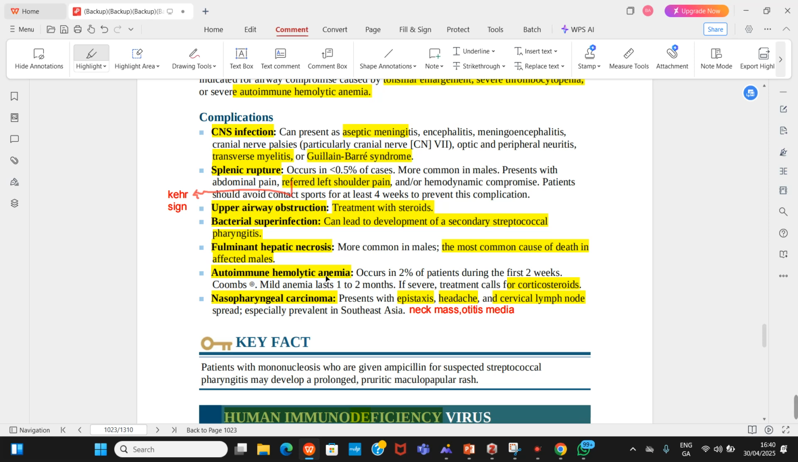And they can also cause nasopharyngeal cancer. EBV can cause a lot of things. It can cause nasopharyngeal cancer. It can cause Hodgkin lymphoma, primary CNS lymphoma, and all those things.